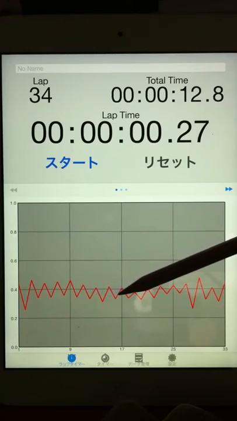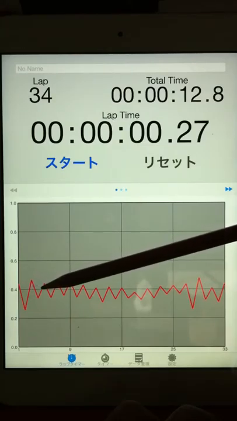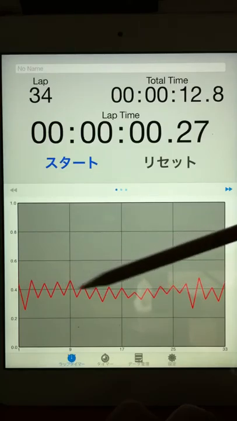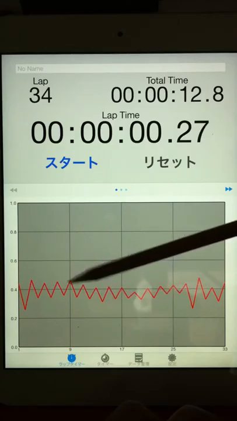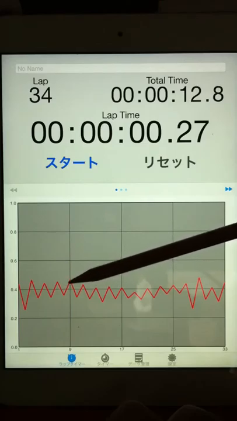Average decrease and increase and stronger bounce. So fairly regular bounce. It's about at most like that.